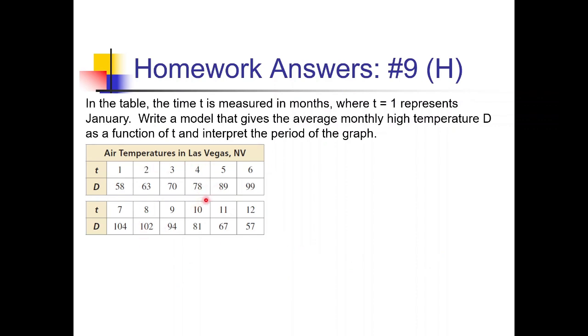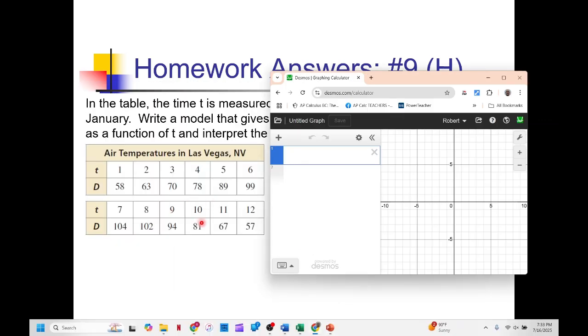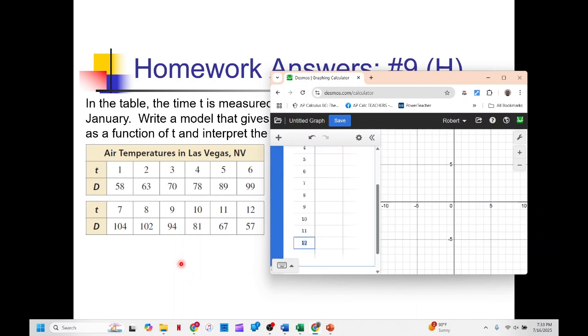Let's start by going on Desmos and entering all this in a table. So here's Desmos. Let me do plus to get my table. And let me just do the t values first. So we got 1, 2, and I can just keep pressing enter until I get to 12 because it auto steps when you just have the same intervals. And then up here, let me put in my temperatures. So we have 58, 63, 70, 78, 89, 99, 104, that's in July, 102, 94, 81, 67, and 57. Well, 57 is in December. I wouldn't mind that too much.